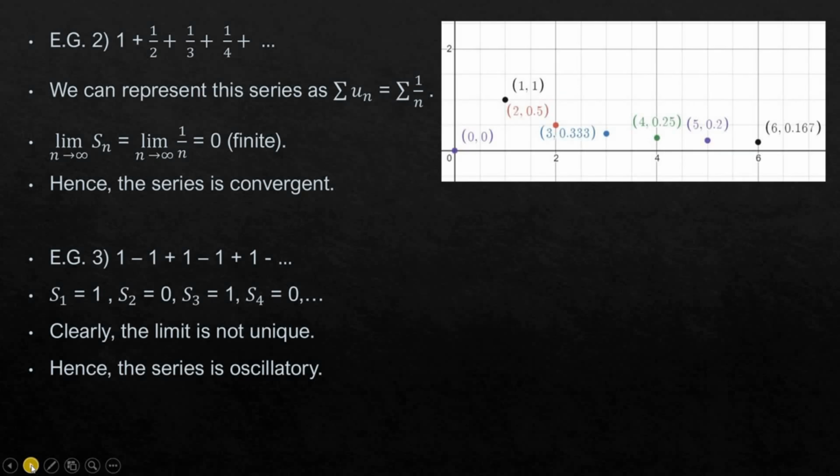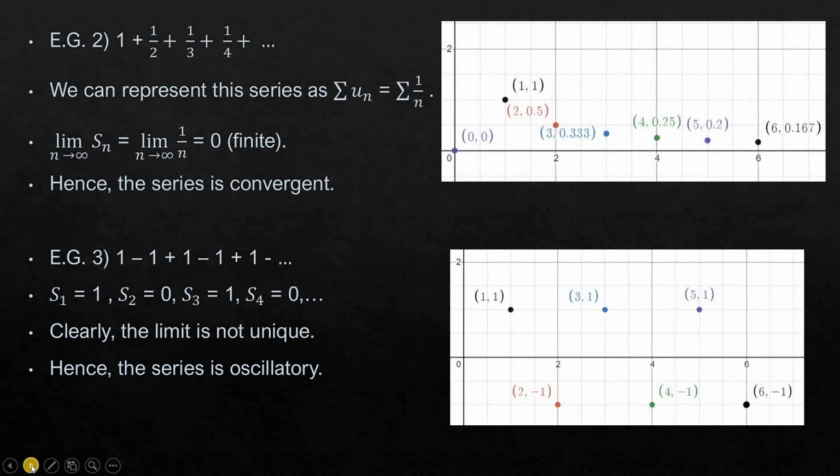In the same way, if you calculate the sum of the first term, it will be 1. The second sum, 1 minus 1, will give us 0. If we add the third term, it will give us 1 again. So you can see that the sum is different at every step and the limit is not unique. Hence we conclude that the series is oscillatory in nature. That is, it won't go to a particular value, neither will it go to infinity.